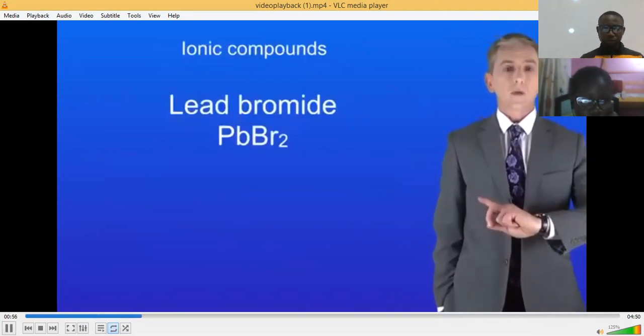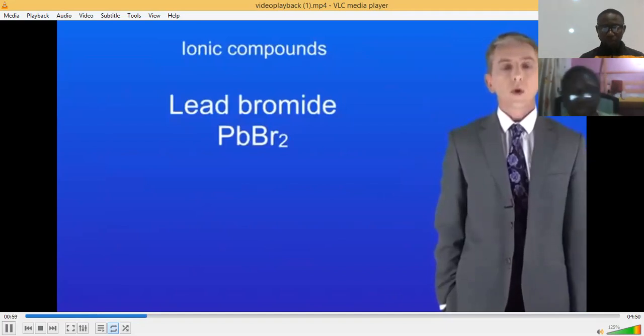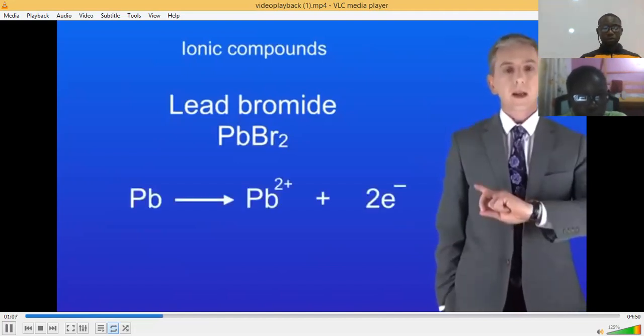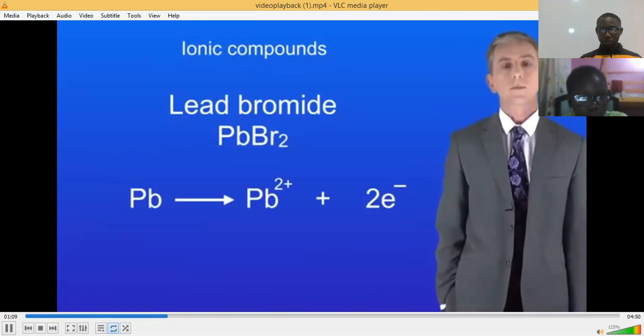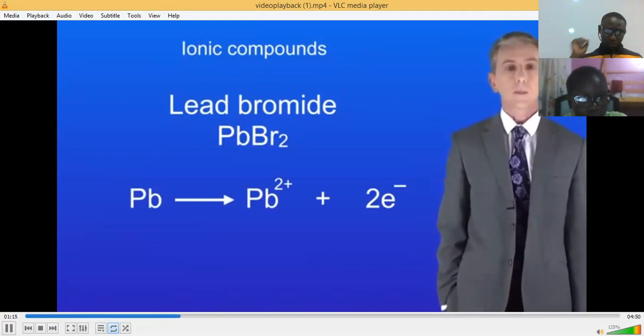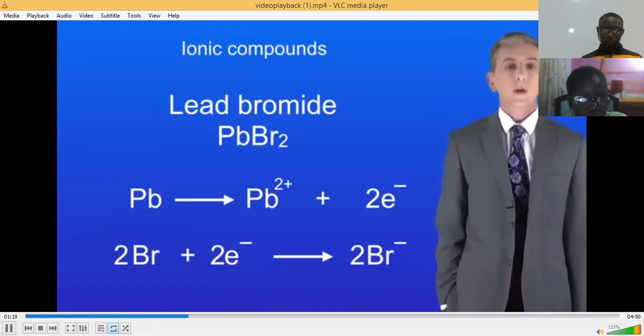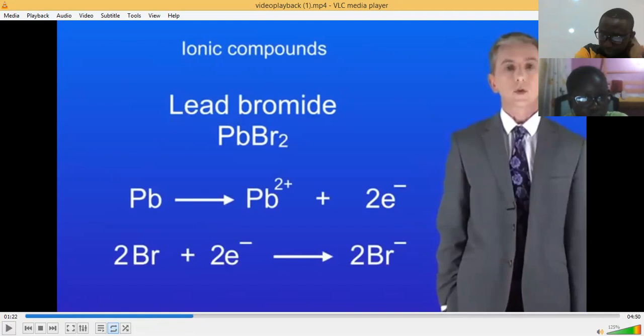This is the ionic compound lead bromide. This is formed when lead reacts with bromine. When lead bromide forms, a lead atom loses 2 electrons like this, forming the lead ion Pb2+. These 2 electrons then pass on to 2 bromine atoms, forming 2 bromide ions Br- like this. Now we form the ionic compound PbBr2. I hope you know what happened here.